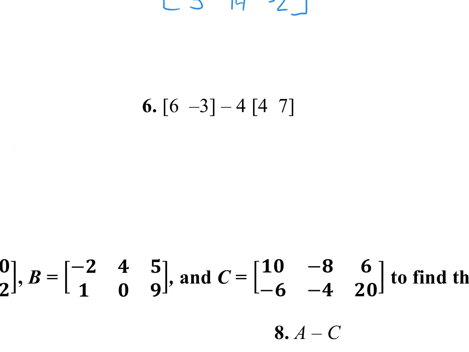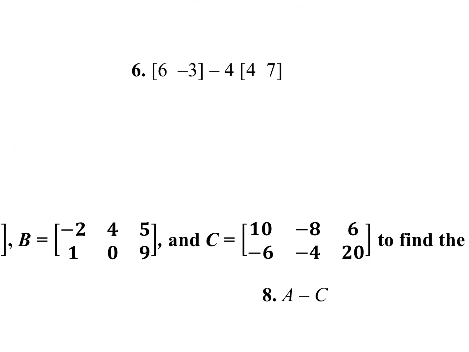All right, and now number 6, we have subtraction, and one of the matrices is getting multiplied by a scalar. All right, so I'll do this in 2 steps. You have 2 options here. You can either distribute a -4 and change it to addition, or you can keep it subtraction and distribute a +4. So I guess I'll just keep it subtraction.